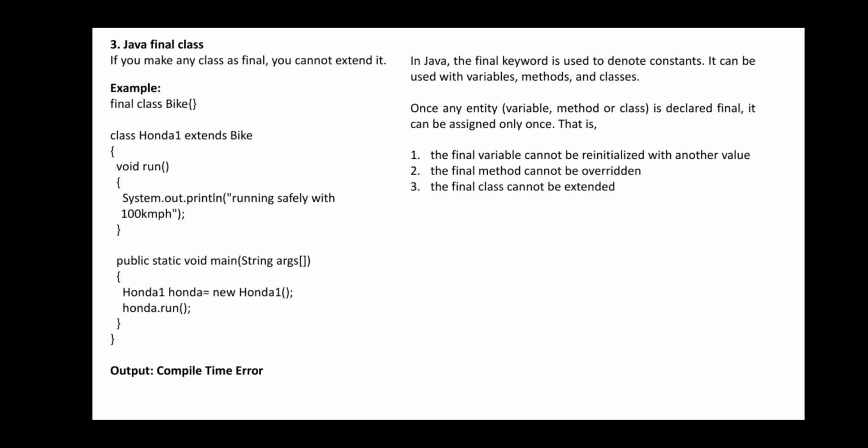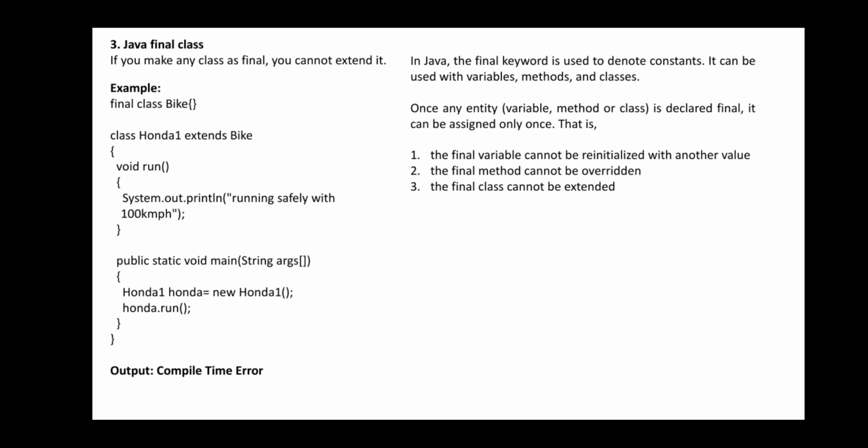The final variable cannot be reinitialized. Reinitialized means you can't change the value of the variable. Whatever has been defined with the final variable cannot be changed to another value. In the previous example you have seen, speed limit was 90 and you reinitialized the value as 400. At that time you get a compile time error, because we can't reinitialize a variable that has been defined as final.